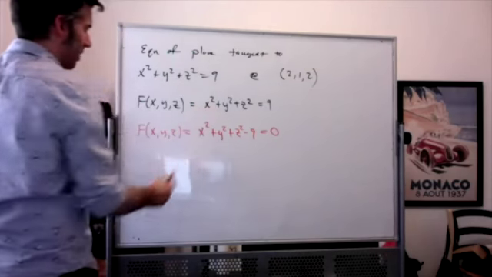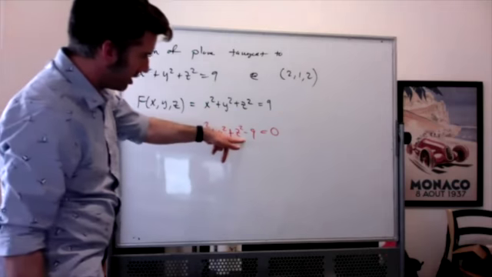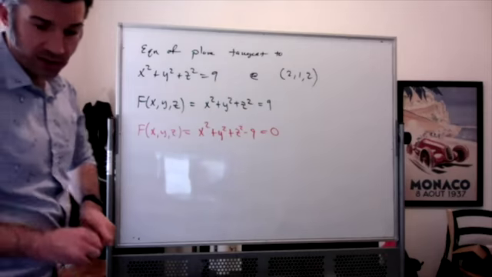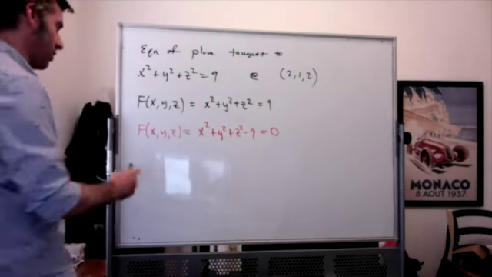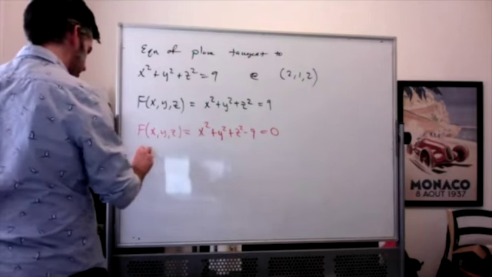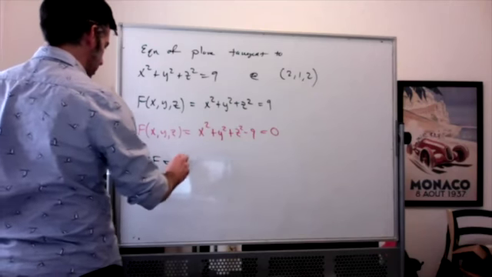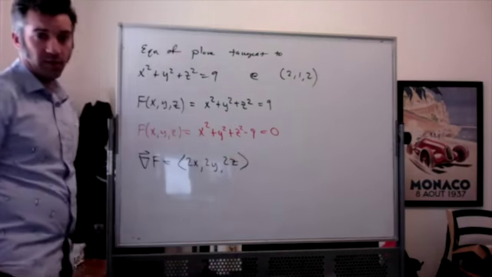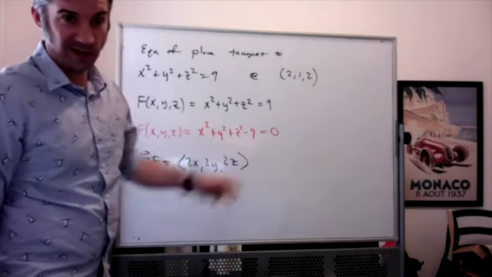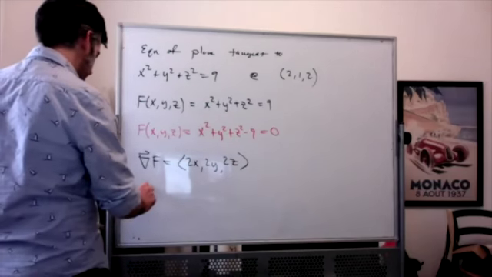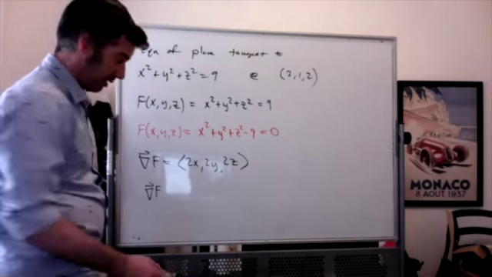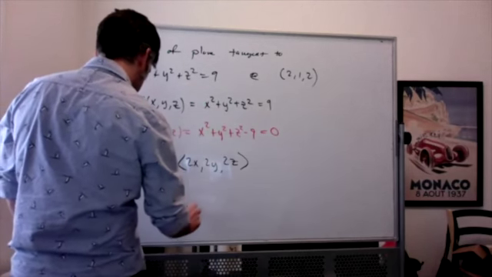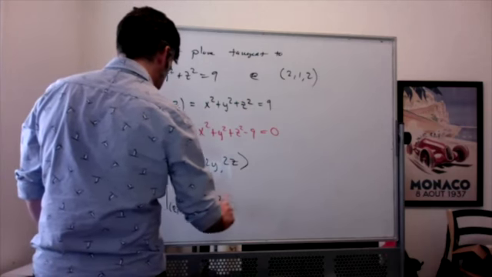Either way, whether it's this one or this one, the addition or subtraction of a constant isn't going to affect the gradient at all. Both of these capital F's are going to have the same gradient. It's going to be 2x, 2y, 2z. Right? Each of the partials aren't affected by that constant. And so the gradient, or the normal vector at the point 2, 1, 2, is going to be 4, 2, 4.